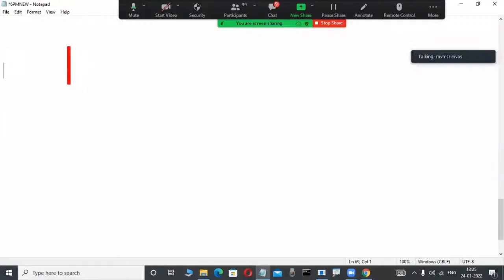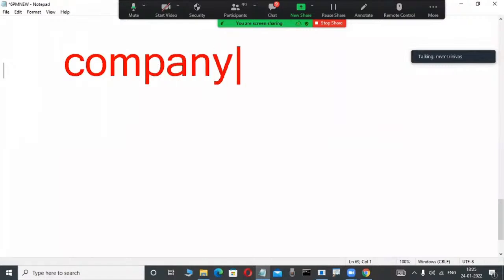Suppose one company is there. Don't write it down. A simple scenario: this company has two departments, for example purposes. One company having so many departments, but two departments for your understanding. IT is a department, and HR is also a department.